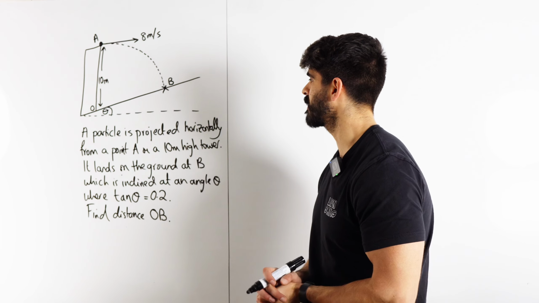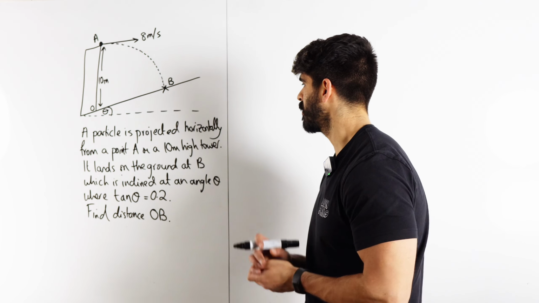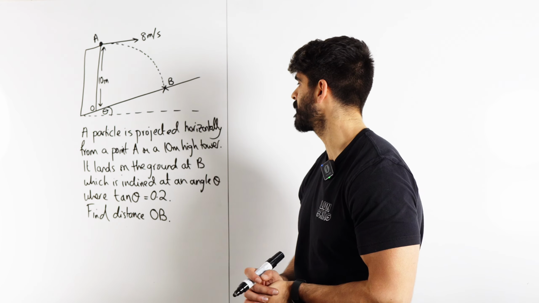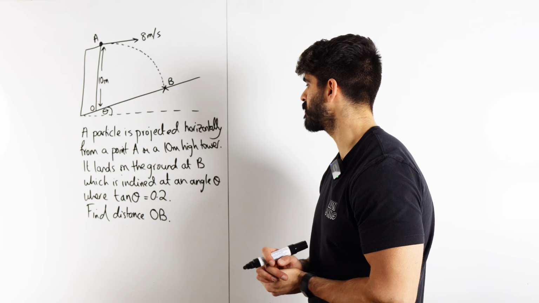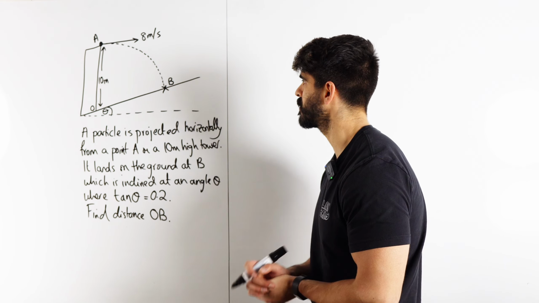It says a particle is projected horizontally from a point A on a 10-meter high tower. It lands at the ground at B, which is inclined at an angle of theta degrees, where tan theta is 0.2. Find the distance OB.